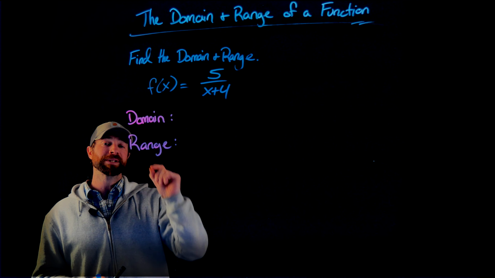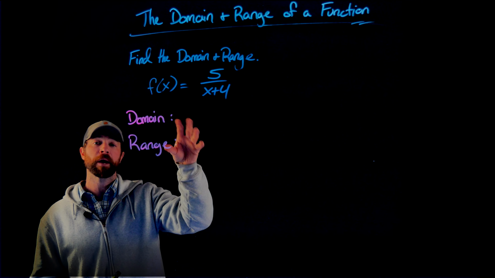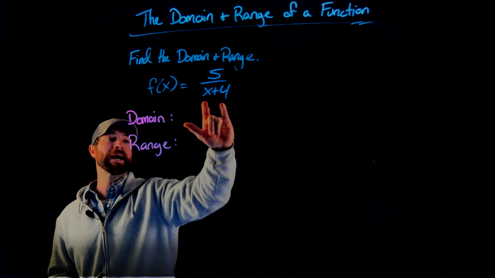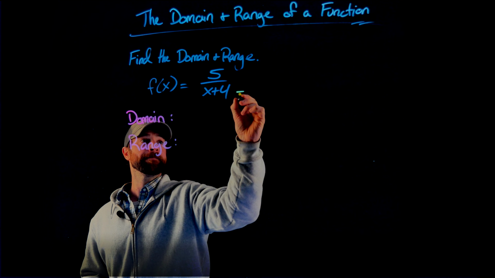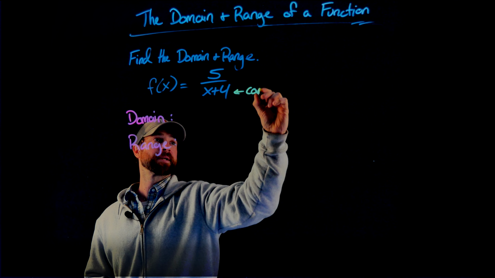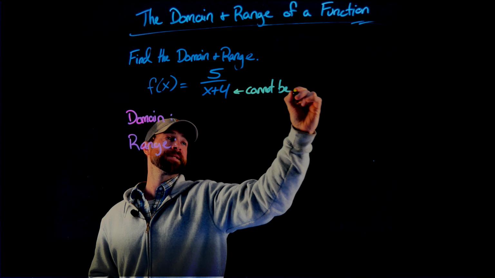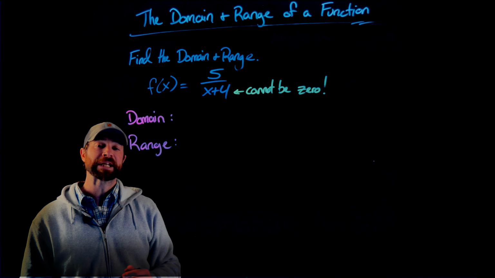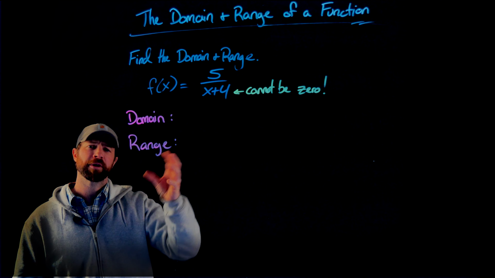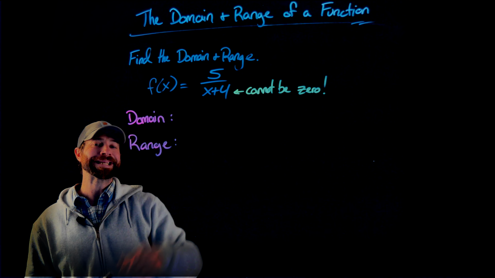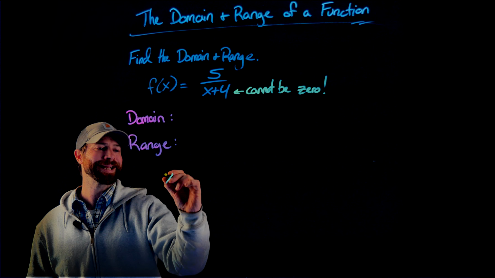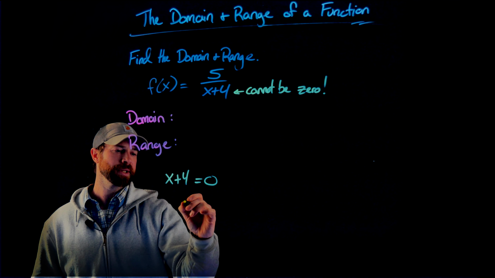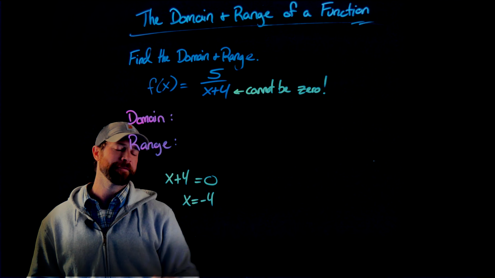So when talking about domain, we are not going to care about what's happening in the numerator at all. All we care about is the issue down here. This expression, x plus 4, cannot be 0. So all we need to do when we have a rational expression like this, or a fractional expression, is take the denominator, ignore the numerator, set the denominator equal to 0, and solve that equation. This solves to x equals -4.